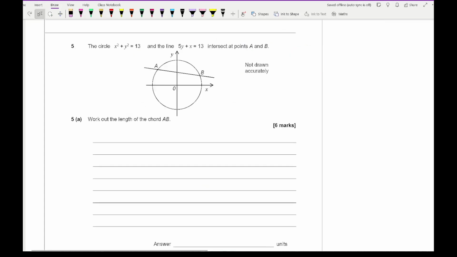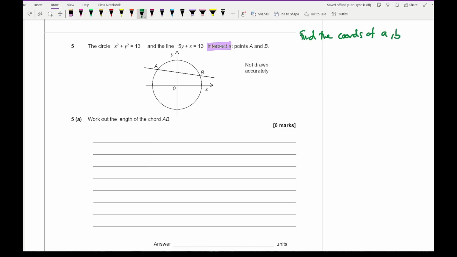So looking at question 5, it says the circle x squared plus y squared equals 13 has a line of 5y plus x equals 13. And the question is asking me to work out the length of the chord AB. Now in terms of the word intersect, it means basically I need to find the coordinates of A and B. So find the coordinates of AB.